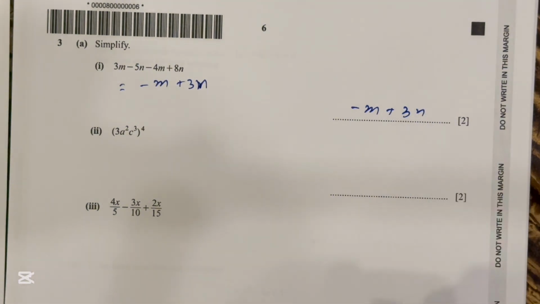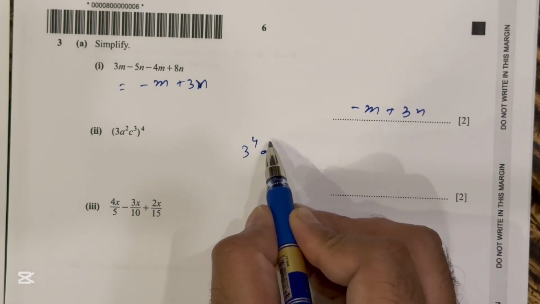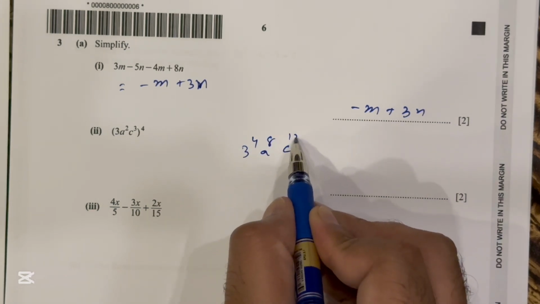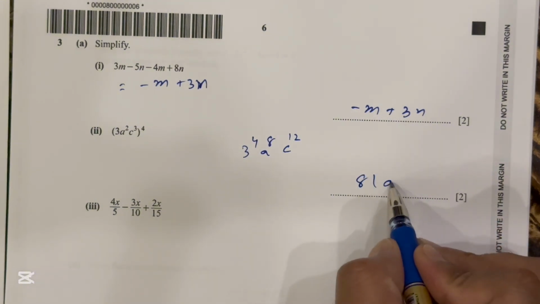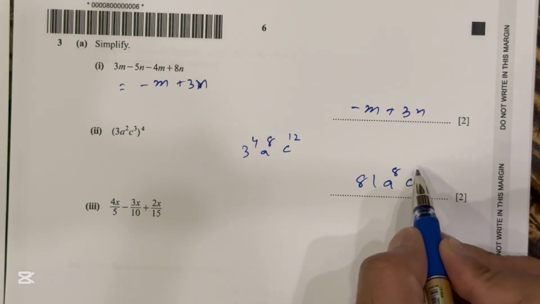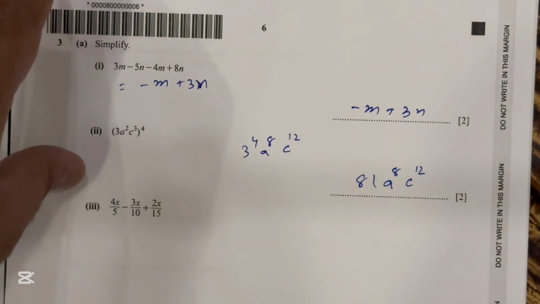Now the second part is from the topic of indices. 3 raised to power 4, 2 into 4 would be 8, 3 into 4 would be 12. 3 raised to power 4 means 81, 8 c 12. This would be your final answer for this part.